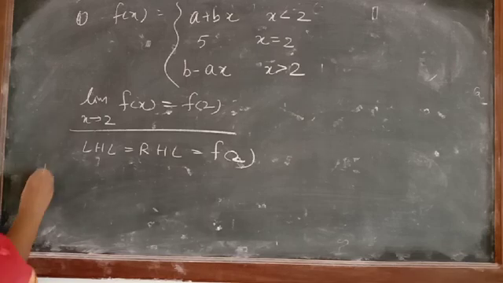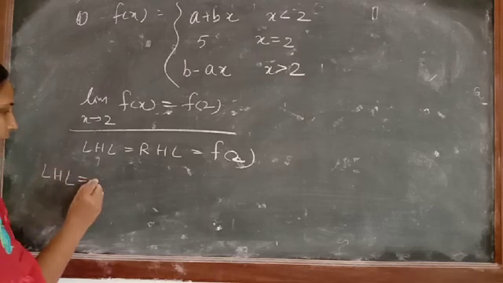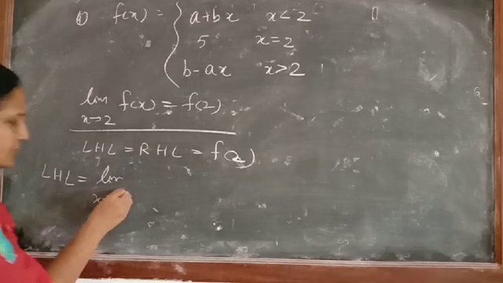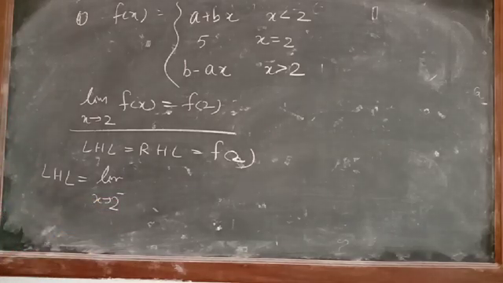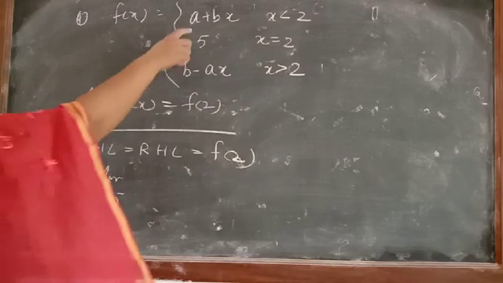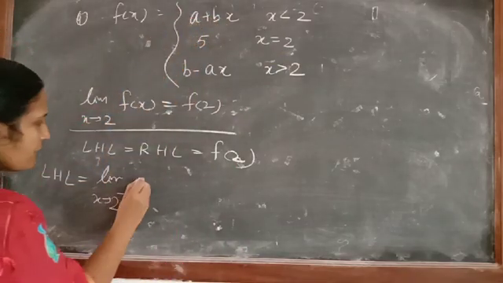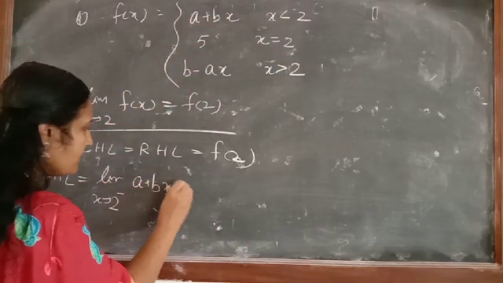So now first we can calculate what will be the left hand limit. We are checking the left hand limit at x is equal to 2. So x tends to 2 minus. Can you tell me which function we will take? Yes, we will take this as the function, because for all the values of x less than 2, our function is a plus bx.